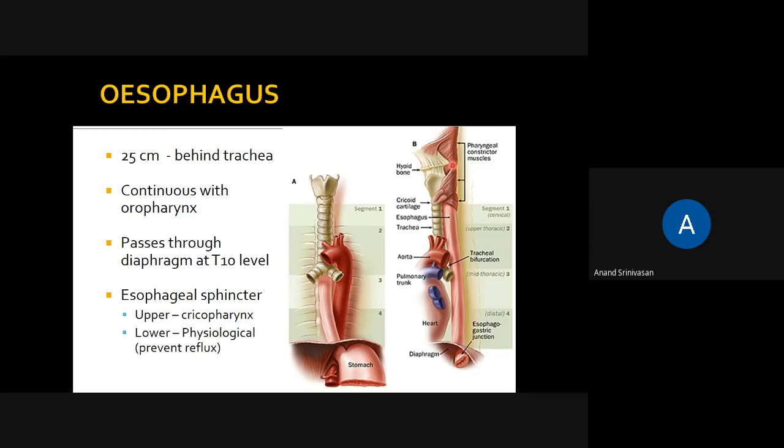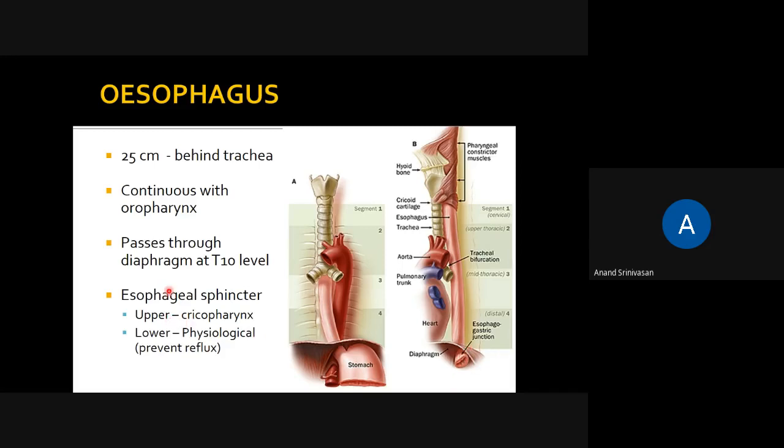Okay, it is continuous with the oropharynx, and it passes through the diaphragm at the level of T10, thoracic vertebra 10. This also we have seen. Now the esophagus has got two sphincters. Sphincters means constrictions. One on the upper level, which is called the cricopharynx, and one on the lower level.